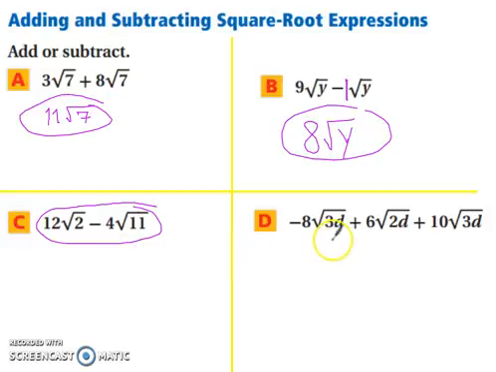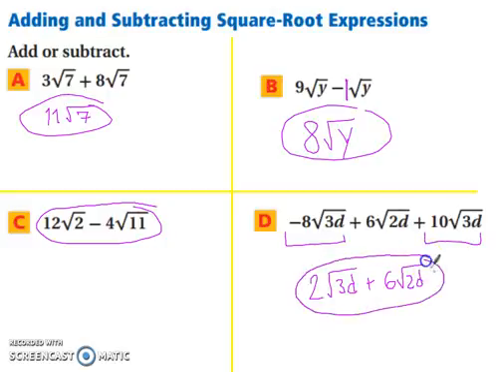Now let's look at d. We have negative 8 square roots of 3d plus 6 square roots of 2d plus 10 square roots of 3d. Our like terms, or our like radicals, we can combine them. So we have 2 square roots of 3d plus 6 square roots of 2d. And these don't have like radicands, so we can't combine them. So that is your final answer.